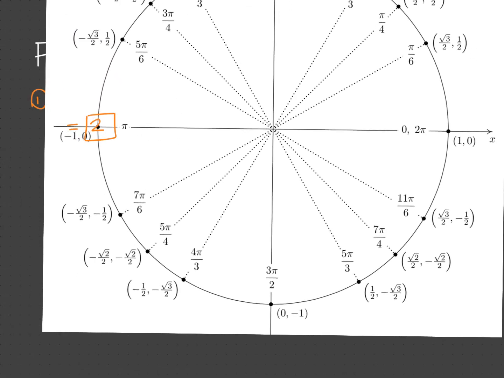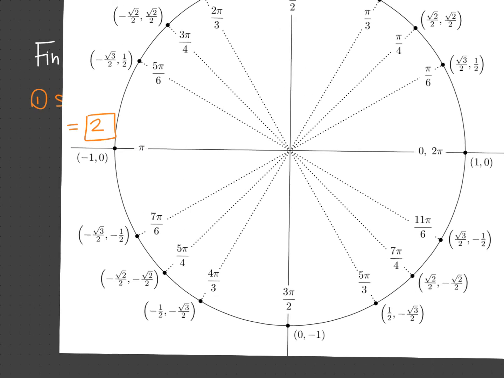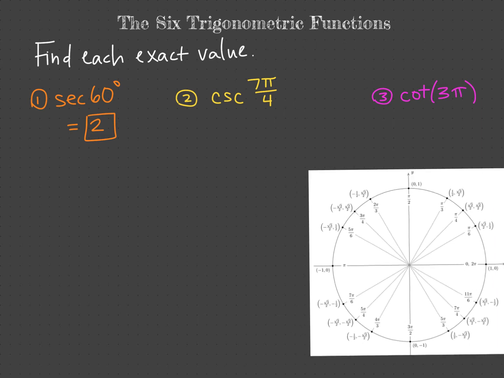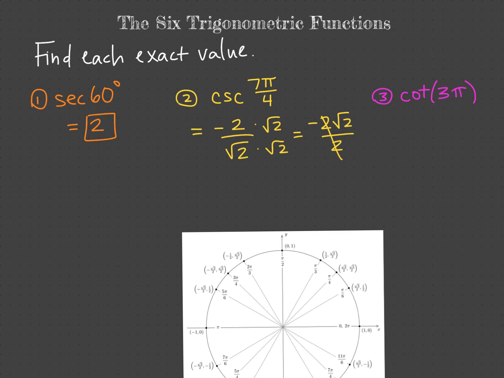It's down here in quadrant 4. And we can see that the y value at 7 pi over 4 is negative root 2 over 2. So we need to take the reciprocal of negative root 2 over 2. So it'll be negative 2 over root 2. I'm just taking the reciprocal. Then we need to rationalize the denominator, and we'll get negative 2 root 2 over 2. Our 2's will end up canceling, and then our final answer will be negative root 2.